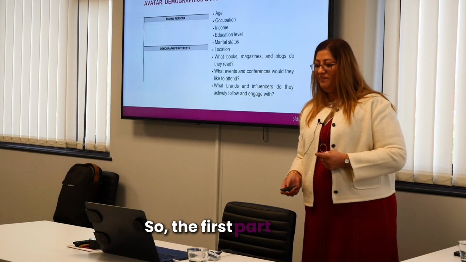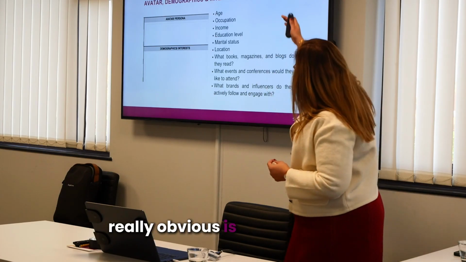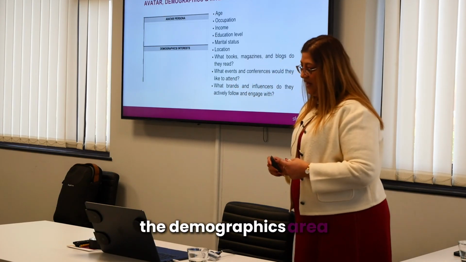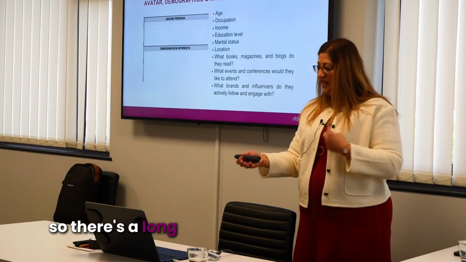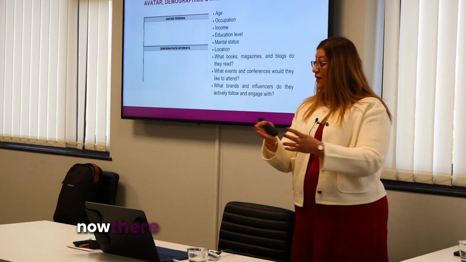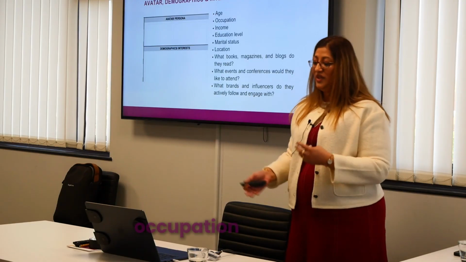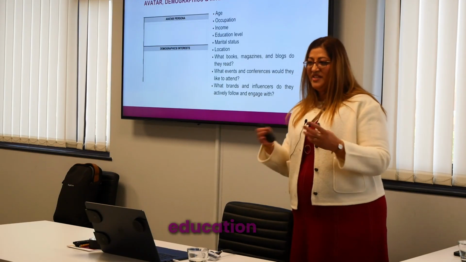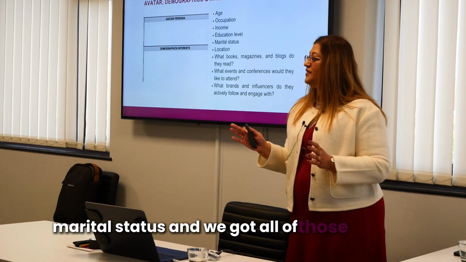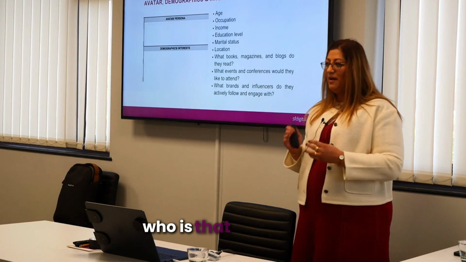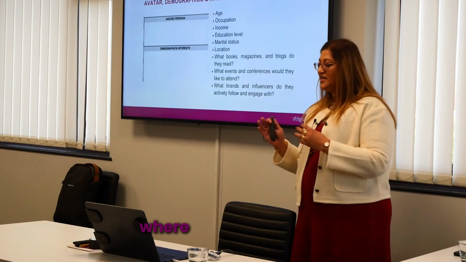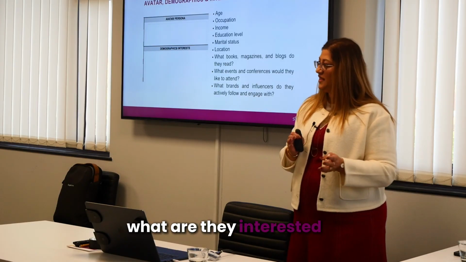So the first part, really obvious, is the avatar and the demographics area. And these are the typical bits that you're going to fill in. So there's a long list there of the kinds of things. Now, there are the obvious ones: the age, the occupation, the income, education level, marital status. We've got all of those covered. But we're going a little bit deeper now. Who is that personality? Where do they hang out? What are they interested in?